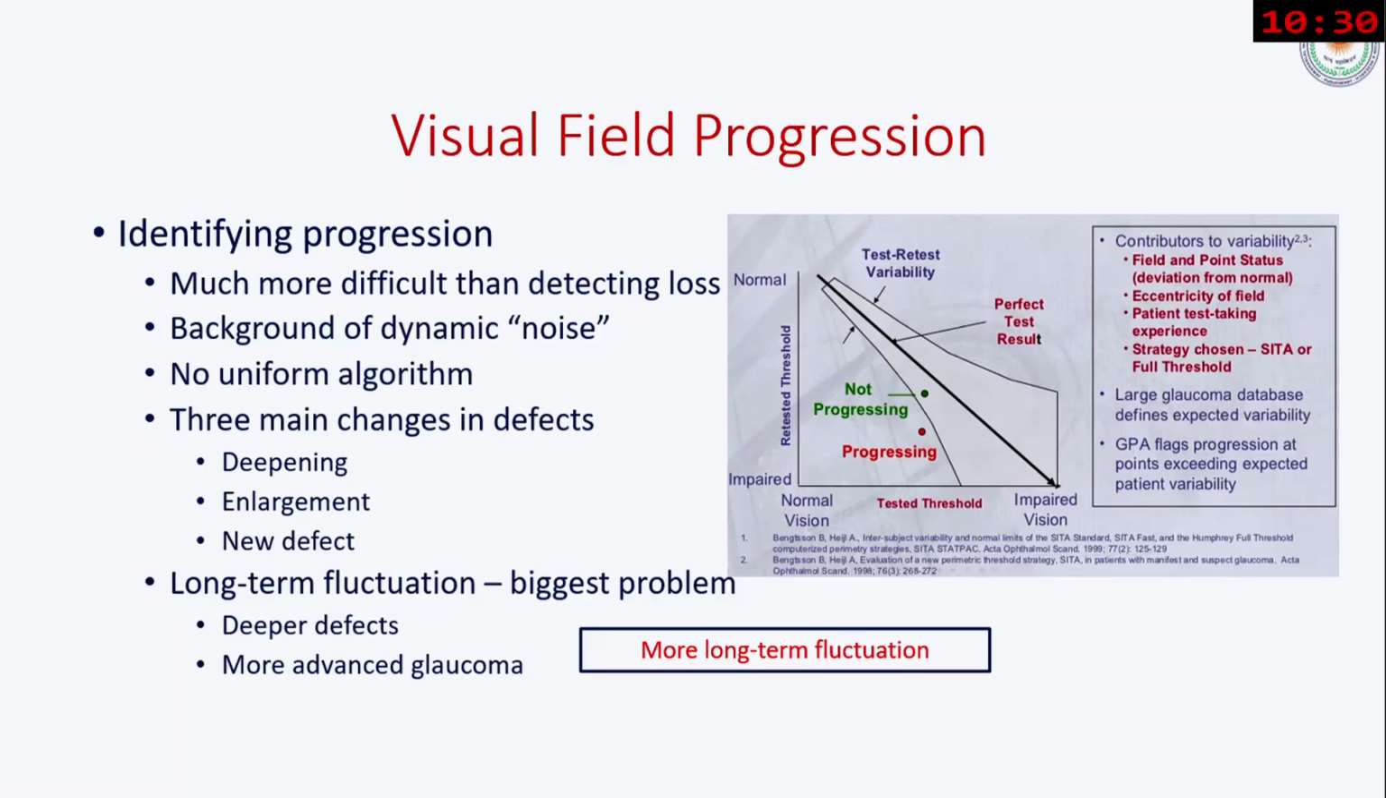So as of now, there is no uniform algorithm for progression detection as such, but of course there is something which is given by the manufacturers of all visual field analyzers. The three main changes in defects are a deepening of the defect, an enlargement of the defect, and the presence of a new defect. These are the three primary guides to detecting progression, and the biggest bugbear here is long-term fluctuation. This is particularly true for deeper defects and for more advanced glaucoma.